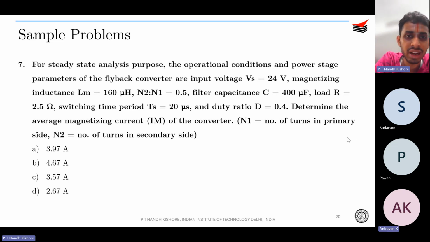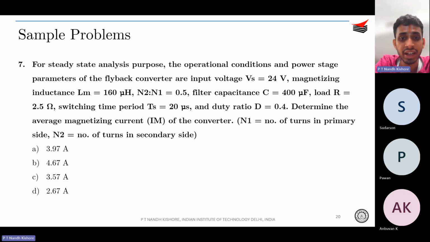So for steady state analysis purpose, the operational conditions and power stage parameters of the flyback converter are: input voltage 24 volts, magnetizing inductance is 160 microhenries, N2 to N1, that's the turns ratio of your transformer, your transformation ratio is 0.5, filter capacitance 400 micro, load resistance 2.5 ohms, switching time period TS is 20 microseconds, or you might know it's 50 kilohertz, and duty ratio D is equal to 0.4.